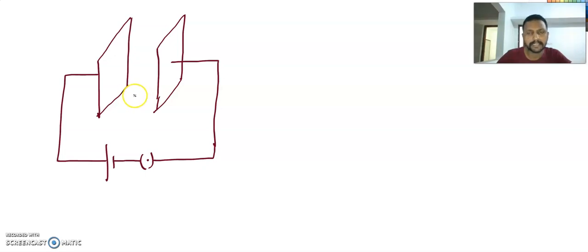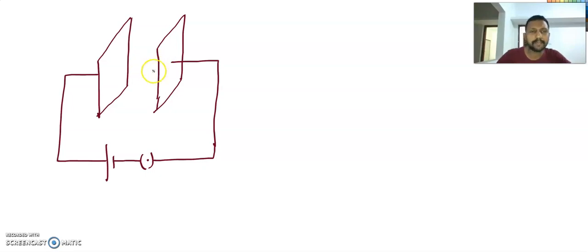What's a parallel plate capacitor? It is an arrangement of two parallel conducting sheets kept between an insulating medium. That is, there is no direct contact between these two sheets. Okay. Now, this is our parallel plate capacitor, and we have to understand the capacitance of a parallel plate capacitor.